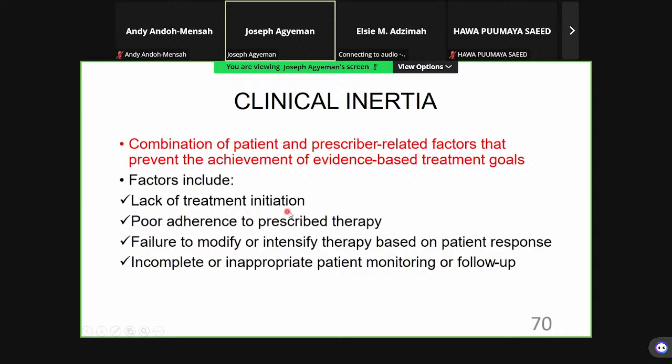You've been diagnosed and confirmed, but the clinician is reluctant. He doesn't want to start. Or the patient doesn't want to start because they believe they can never have hypertension. Even if they accept, they may show poor adherence. The doctors fail to modify or intensify the treatment at every visit. They review, there is a need to change or modify the treatment, but they don't. Or they give inappropriate follow-up or monitoring. All these can contribute to failure to achieve our treatment goals, and when this happens, we say that we are having clinical inertia.